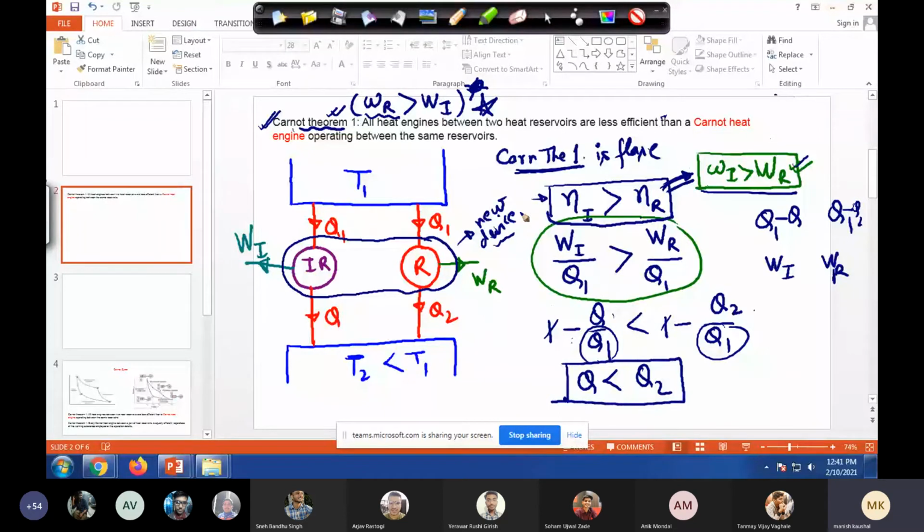How much heat does this device take? What is the net heat interaction from the source? Anyone? Net heat interaction from the source? 2Q1. No, not net heat. How much net heat are we taking from the hot reservoir, T1? See the diagram. It's clear in the diagram, no? How much? 2Q1. See the direction. Isn't it? Oh, sorry. 2Q1.